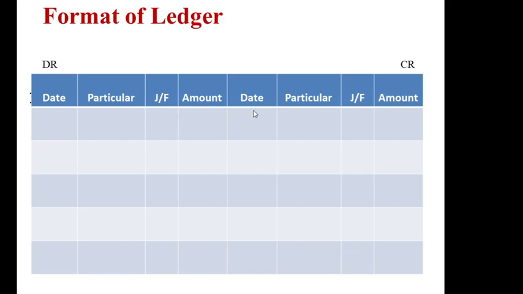And next, the date: the date on which the transaction took place, you have to write here. So this is the particular column, JF column, and the amount column. So this is the format of the ledger.